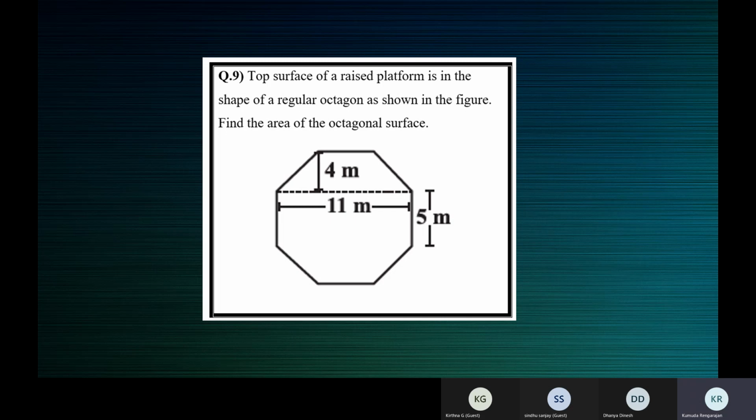So each side is equal to 5 meters, because one of its sides is given here. You can see one of the sides is marked 5 meters. So everywhere it is 5 meters. Each of the 8 sides is equal to 5 meters, because it's a regular octagon. The top surface of a raised platform is in the shape of a regular octagon as shown in the figure. Find the area of the octagonal surface. Tell me, how would you divide this octagon into some plane figures?